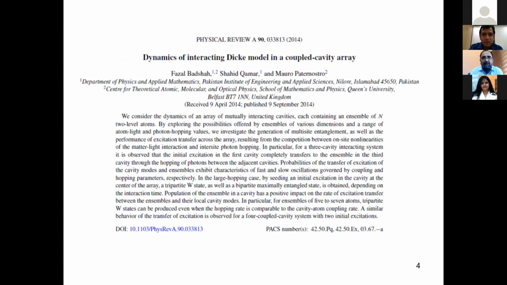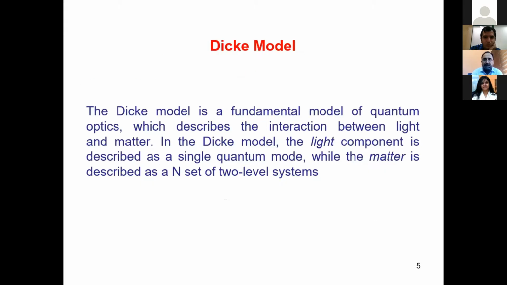I'll be talking about the dynamics of the interacting Dicke model in a coupled cavity array, which was published in Physical Review A back in 2014. So let's ask the question: what is the Dicke model? The Dicke model is a fundamental model of quantum optics, which describes the interaction between light and matter.